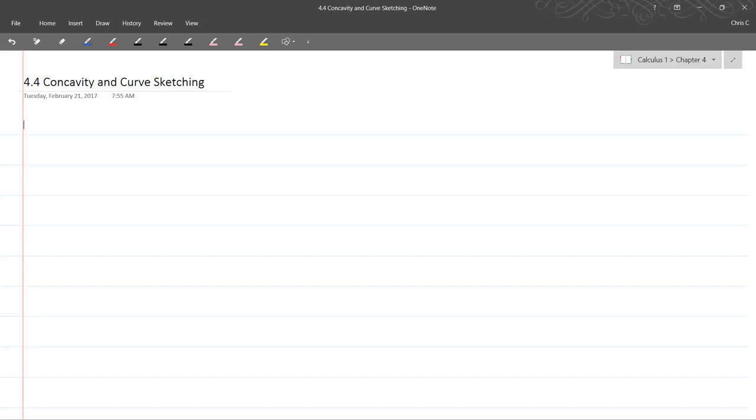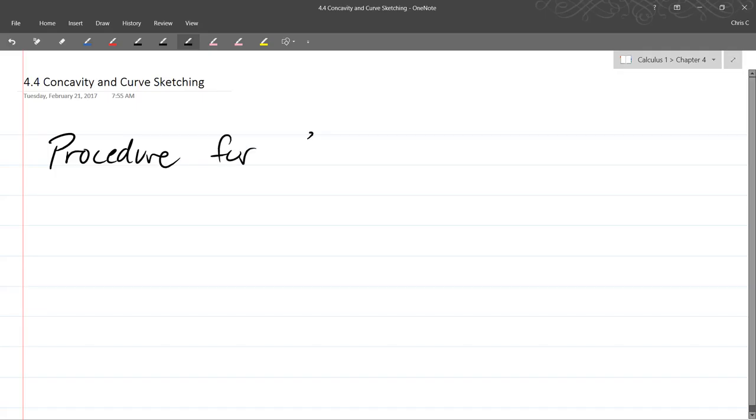What I am going to write is the procedure for, and they call it curve sketching, but this is graphing. They're calling it curve sketching because we're actually going to sketch the concavity and the slope, the way the curves actually turn. So we're going to focus a lot more on how much curviness or turniness the curves have. So we're just going to write that procedure for graphing.